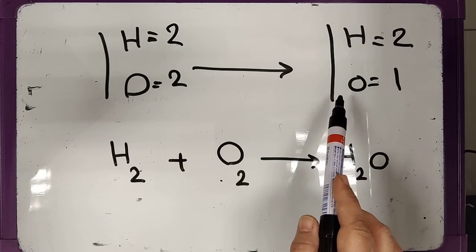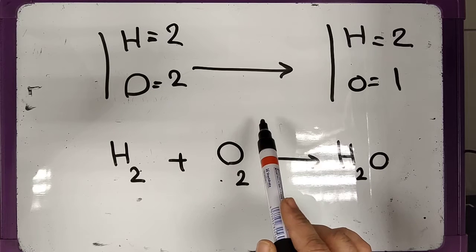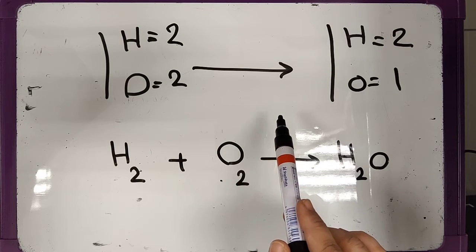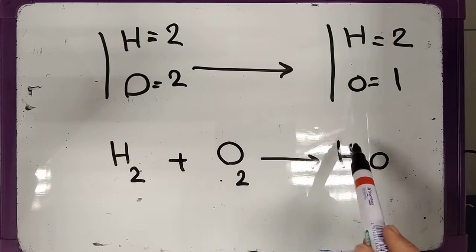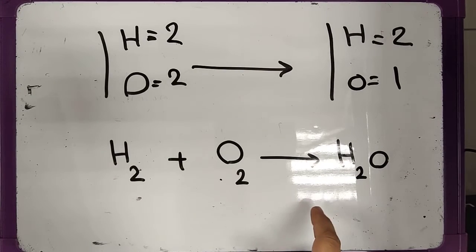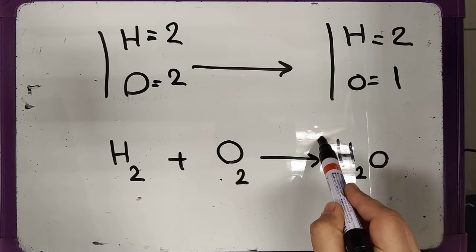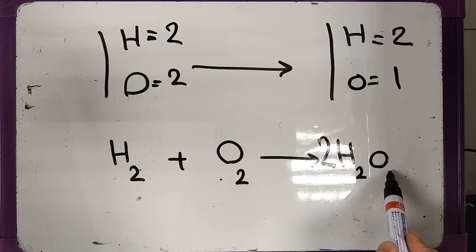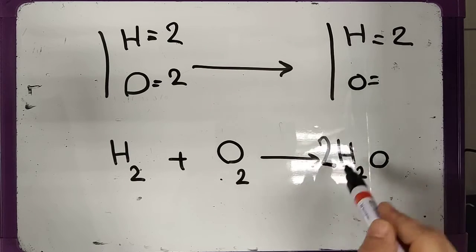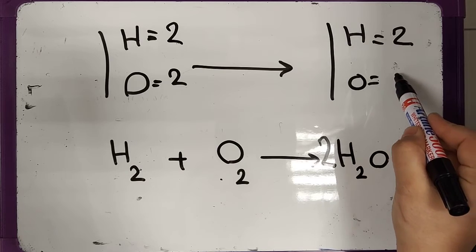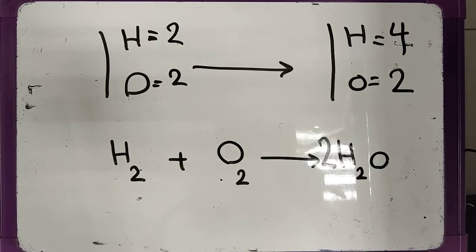In order to fix this problem, we have to balance one of the atoms by placing a number in front of the reactants or products. In this case, the oxygen atoms on the right-hand side need to be balanced so that they are equal in number to those on the left-hand side. You should always remember that the number in front multiplies everything in the formula. For example, by putting a coefficient 2 in front of H2O, I now have 2 atoms of oxygen, and 2 times 2 becomes 4 atoms of hydrogen.